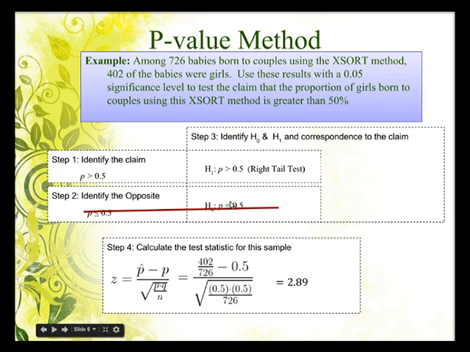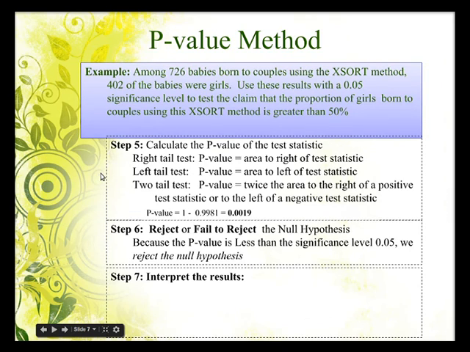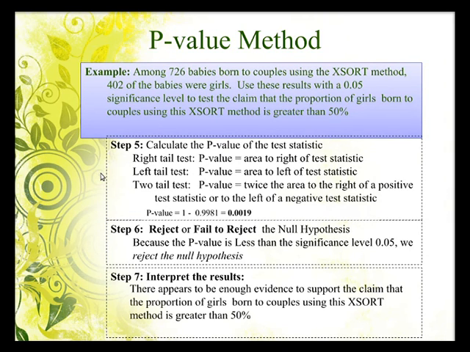So since we're rejecting the null hypothesis, that means effectively we have enough evidence to support our claim that the proportion was greater than 0.5. So again, since the null hypothesis went along with the opposite, and we rejected the null hypothesis, we can effectively support our claim. So there appears to be enough evidence to support the claim that the proportion of girls born to couples using the XORT method is greater than 50%.